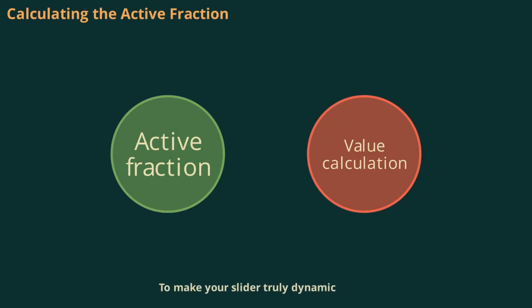To make your slider truly dynamic, you need to calculate the active fraction, the portion of the track that's filled based on the current value. This calculation takes into account the slider's value, start and end range, ensuring accuracy even with custom ranges. By using derivedStateOf, you can efficiently update the UI whenever the value changes. This technique is essential for creating sliders that work smoothly in all scenarios, from simple to complex.